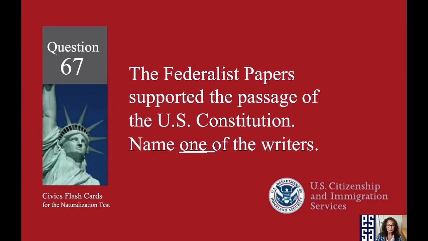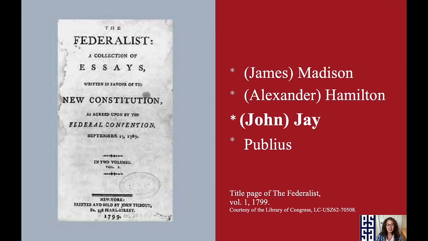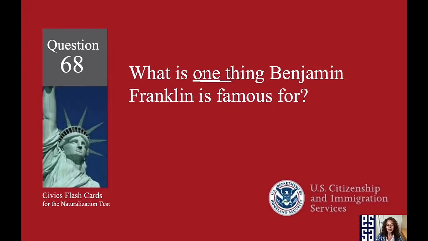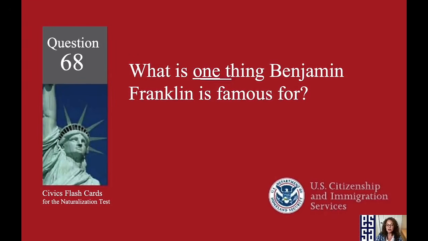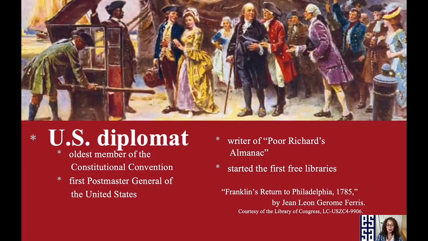The Federalist Papers supported the passage of the U.S. Constitution. Name one of the writers. John Jay, or just Jay. What is one thing Benjamin Franklin is famous for? See, Benjamin Franklin, he was a U.S. diplomat.